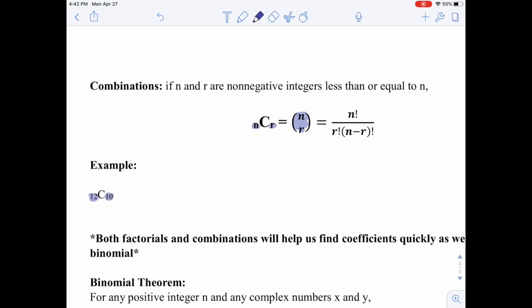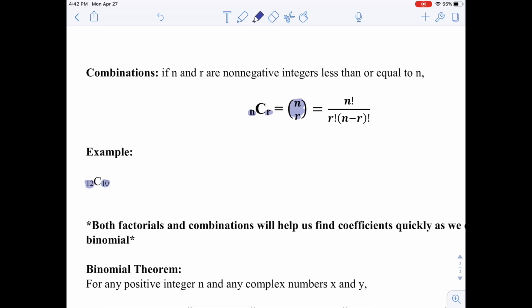And the formula for this is n factorial over r factorial times n minus r factorial. Okay. And again, n and r are non-negative integers. Okay. And r can't be any bigger than n. Okay, it will not work. So the example here, 12 choose 10. Okay, how many combinations of 10 can we make from picking from 12?